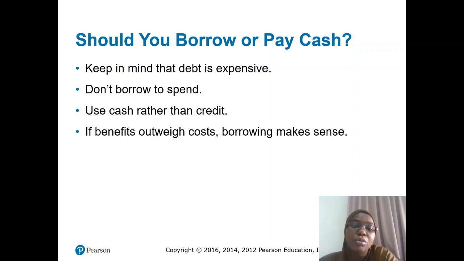Use cash rather than credit. If benefits outweigh the costs, then borrowing may make sense. If you've considered all the benefits from taking the credit or loan very well, and you think that these advantages outweigh the disadvantages, then that is when borrowing can make sense.